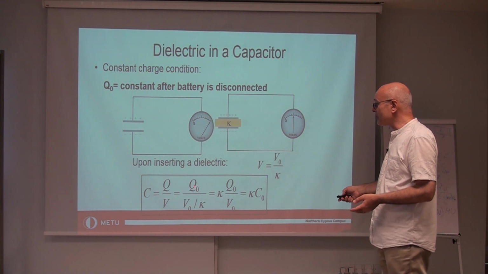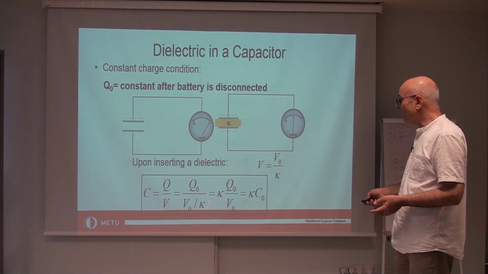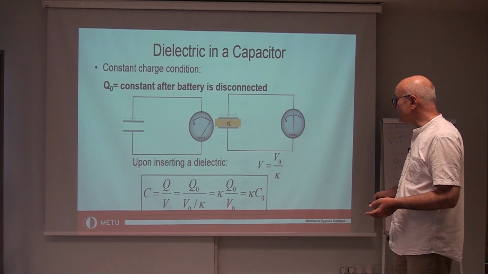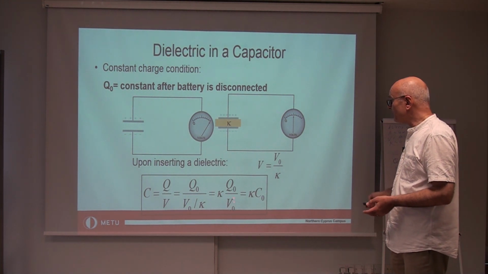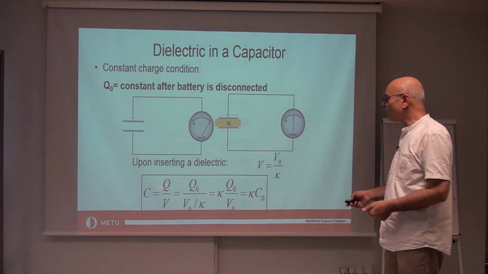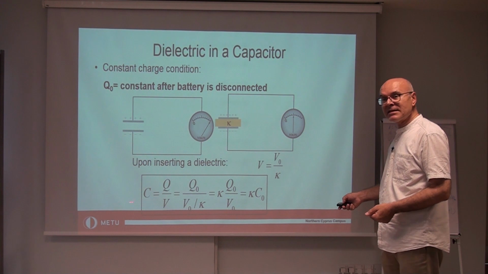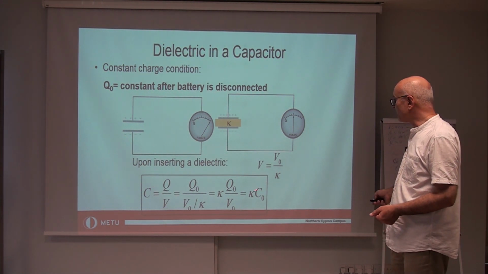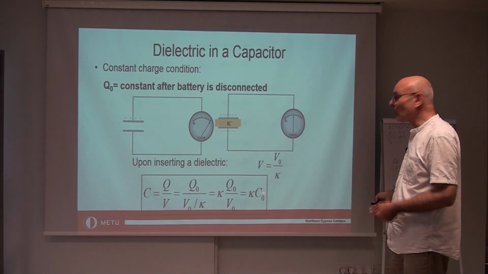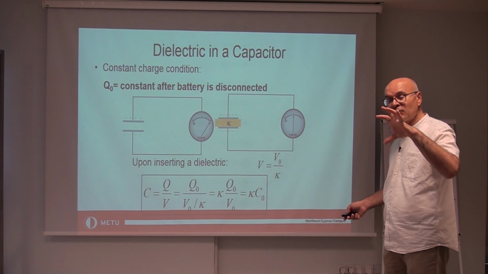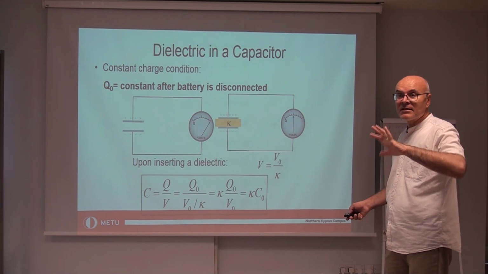Since the charge remains the same, this potential drops, and then you get this equation. It's kappa multiplied by Q naught over V naught. What's Q naught over V naught? Q naught and V naught are the charge and the potential before you insert the dielectric. Therefore, the new capacitance, after the dielectric is inserted, is equal to the capacitance before the dielectric. In other words, in free space, when the space between the capacitor plates is just free space.